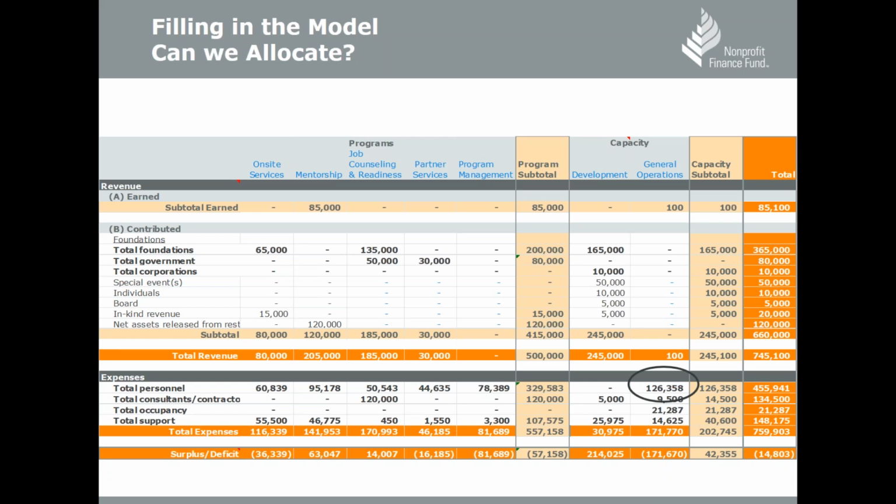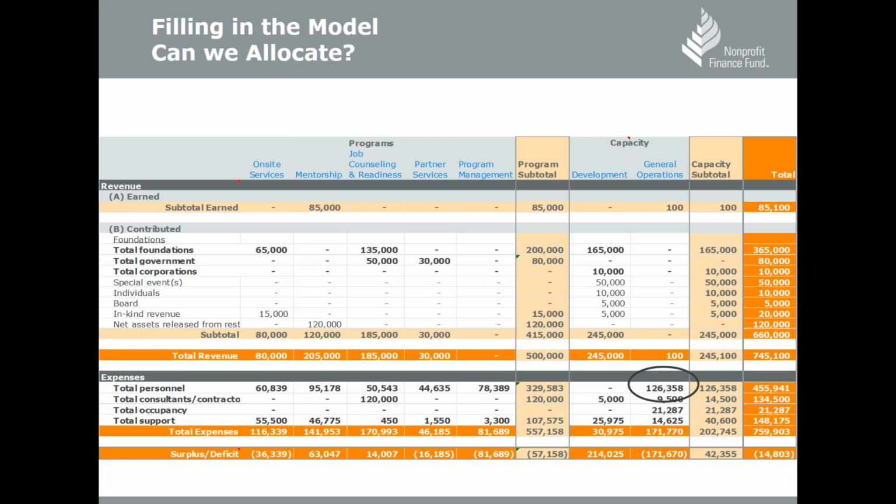So first off, we try not to allocate in this model. So we have to find a home for her, just one home, just one cell. We really can't put her in any one of the programs because if any of them go away, we're not going to reduce her salary if that happens.